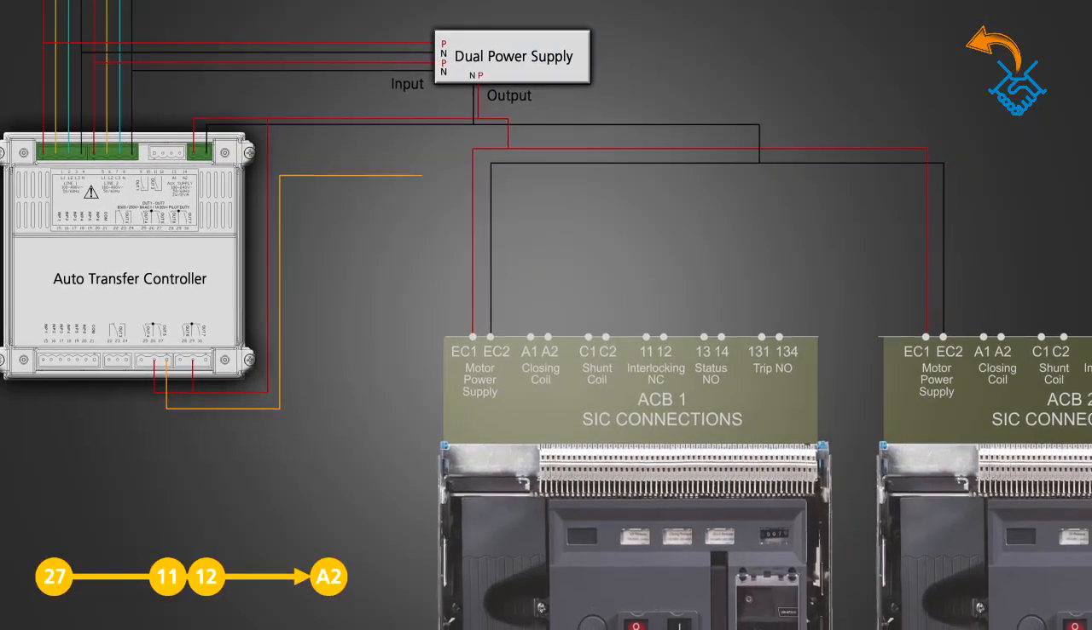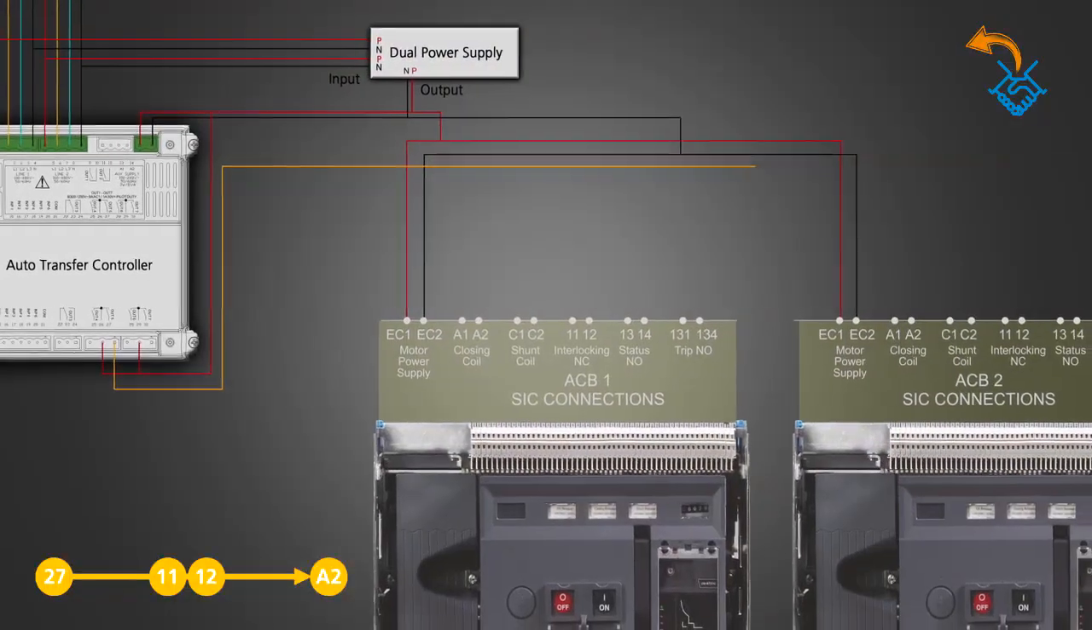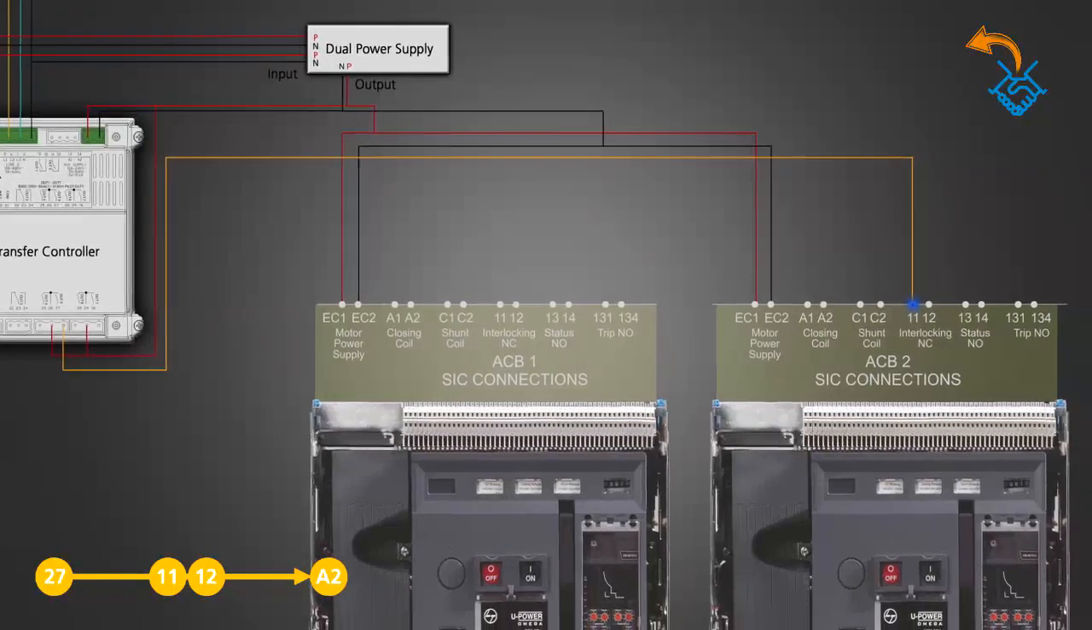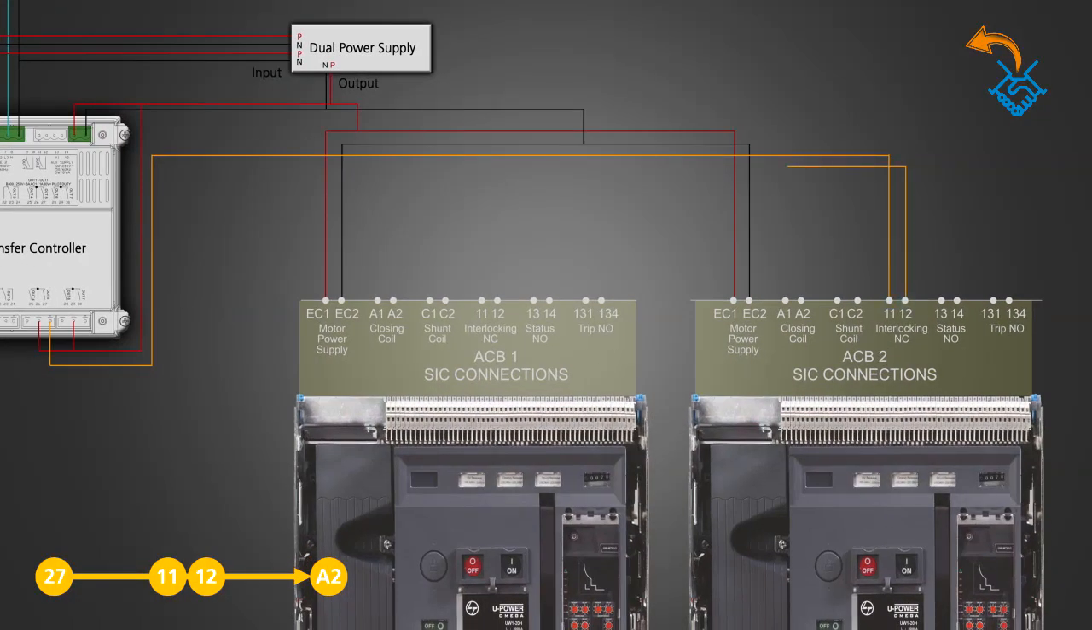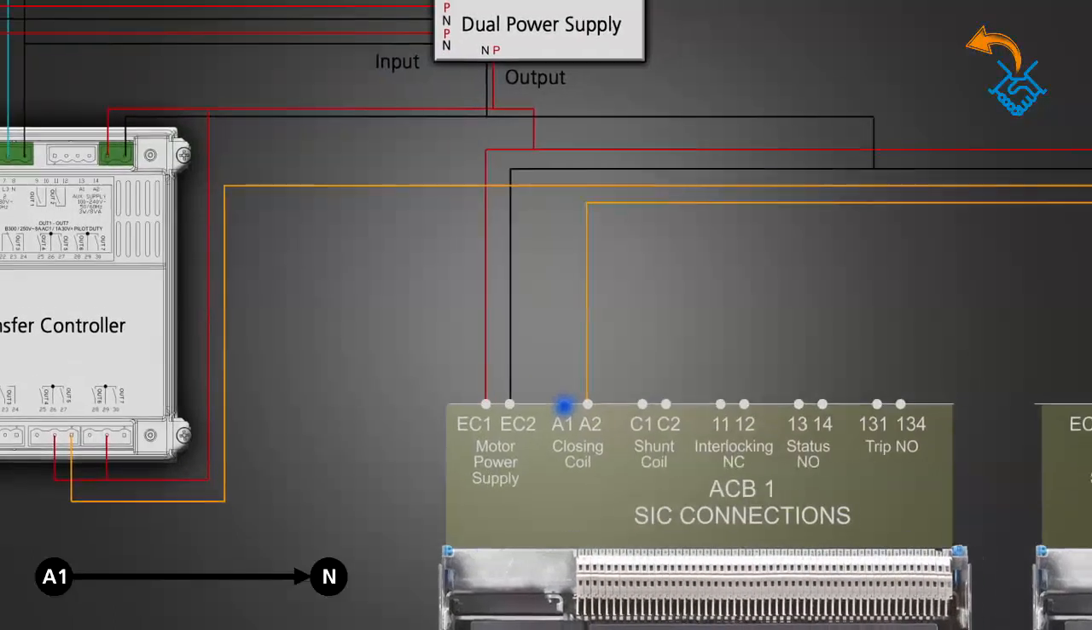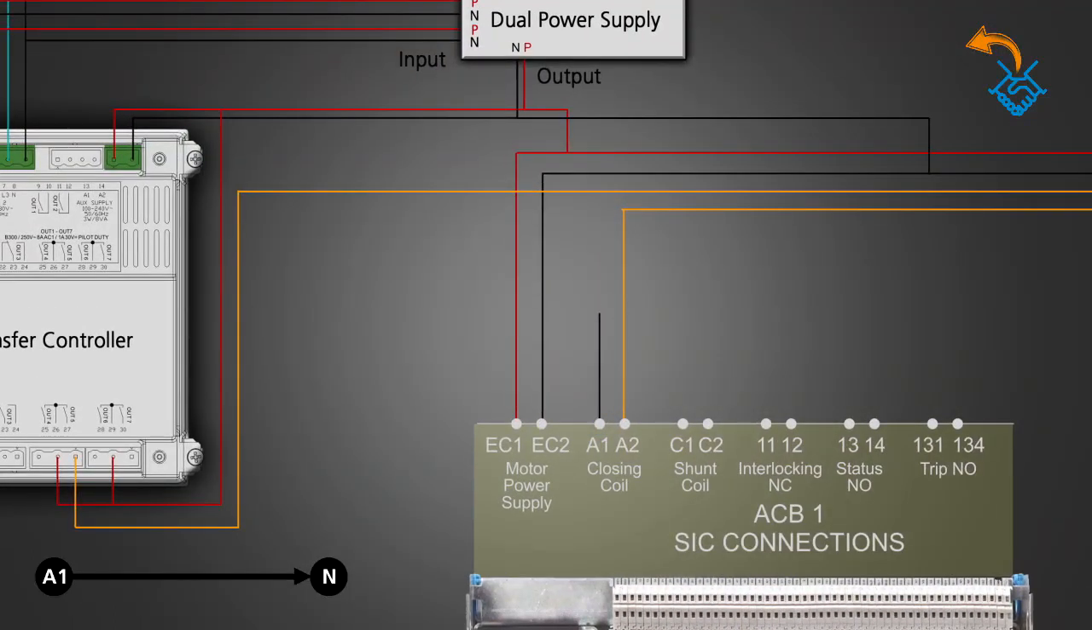Terminal 27 of output 5 of the controller is connected to the terminal A2 of the closing coil of ACB1 through NC contact SIC number 11 and 12 of ACB2. The terminal A1 of closing coil of ACB1 is connected to neutral.